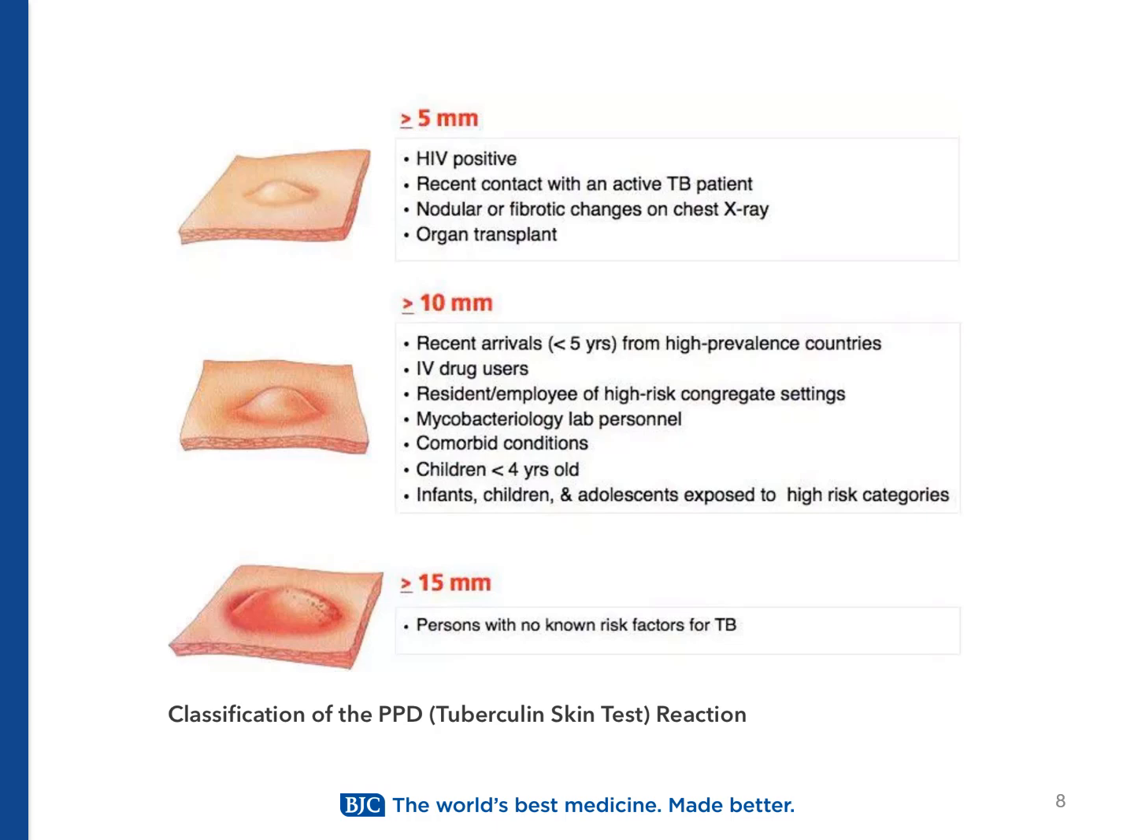This picture shows how we interpret the size of the induration. A reaction of at least 5 millimeters is considered positive for people who are high risk, like those with HIV, those who are immunocompromised, or those with recent contact with an active TB patient. At least 10 millimeters is considered positive for moderate risk groups, such as healthcare workers, recent immigrants, IV drug users, or residents of high-risk congregate settings. A 15 millimeter or more is positive for people with no known risk factors. Remember, measure the firm bump and not the redness.